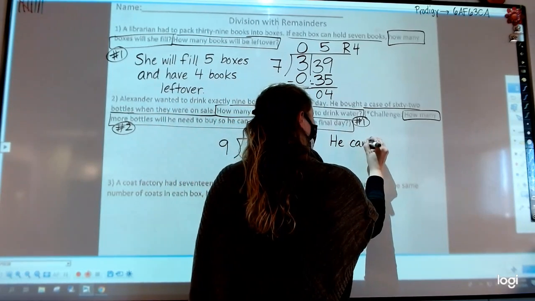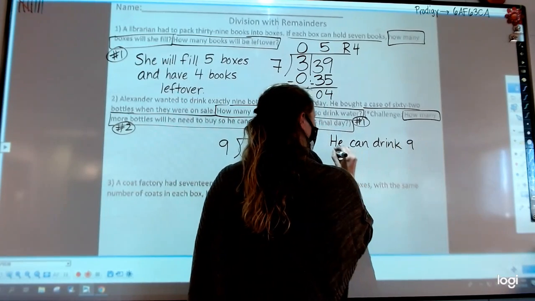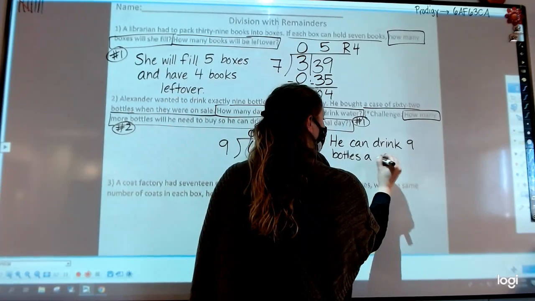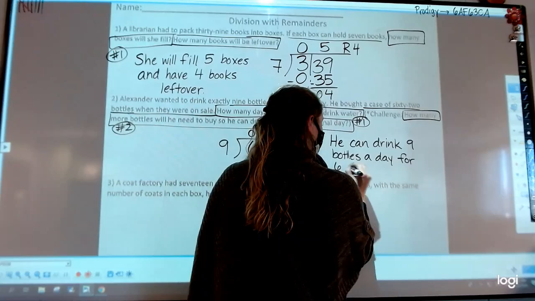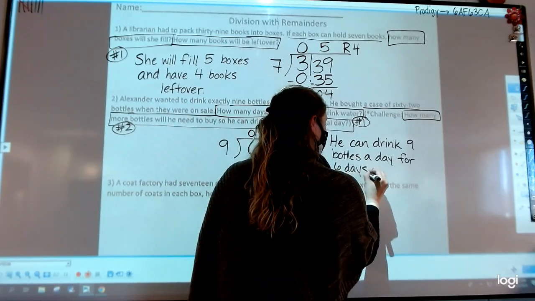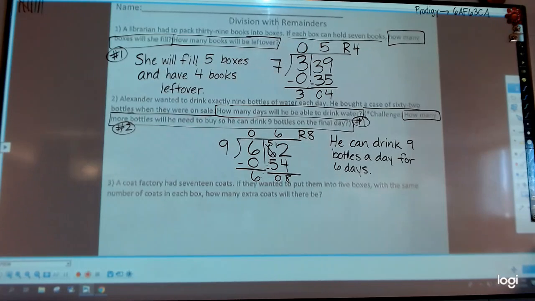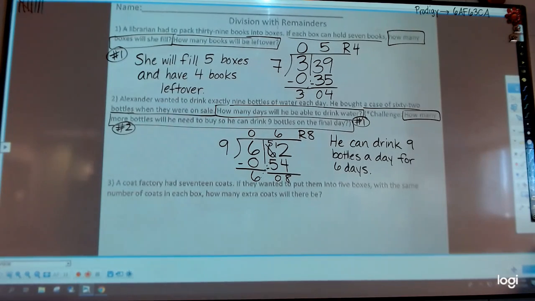He can drink 9 bottles a day for 6 days. So that answers the first part. I'll give you a minute to write that down. And then we need to think about the answer to the second part. And we need to think about it carefully. So if you get finished with the first part, think about the second question.